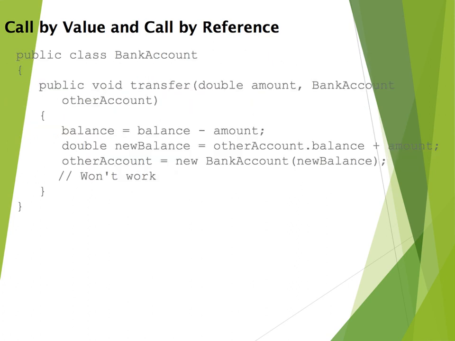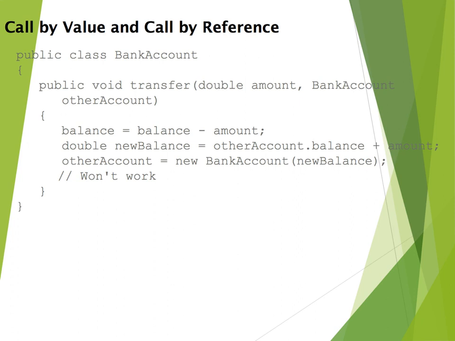So some people think that Java method calls are called by reference, and as a result, they make mistakes like what you see here. So let's look at this example. In a class BankAccount, the method transfer is written in the following way. Basically, this method is responsible for transferring some amount from some other account to the current bank account.